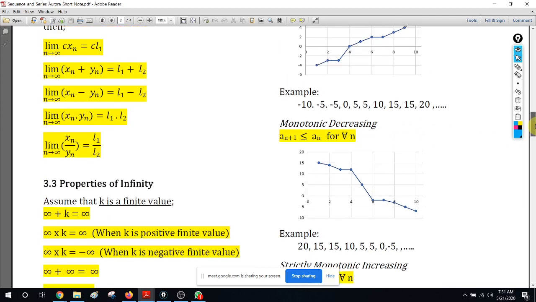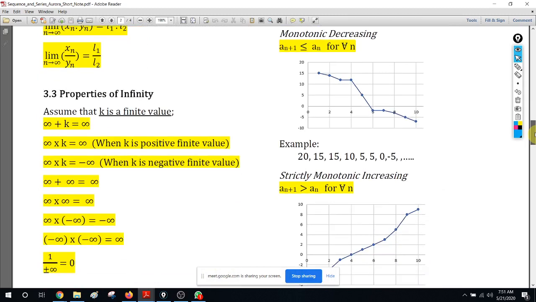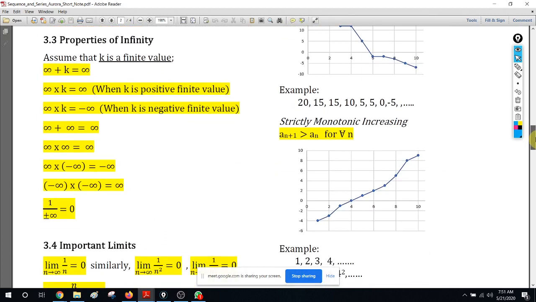Right? Okay, so those are very straightforward things. Then we have something called strictly monotonic increasing. Strictly monotonic increasing means now the equal mark is also not there. Your a_{n+1} term must be always greater than the a_n term. So always greater than. Next one is bigger. Keep on getting bigger and bigger.